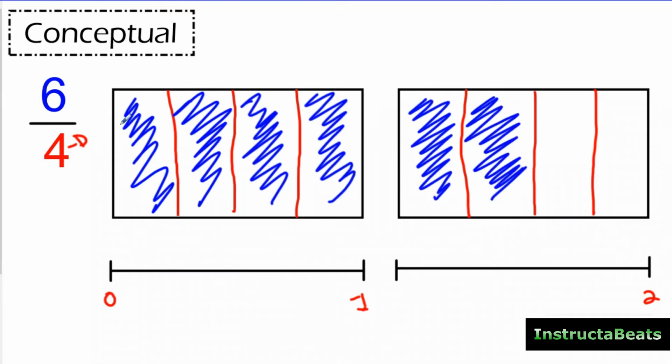So if you look at this, I ate 1 whole brownie and then another 2 pieces. I ate 1, 2, 3, 4, 5, 6. And my denominator is 4 because each brownie was split into 4ths. Now let's show this on a number line, right?